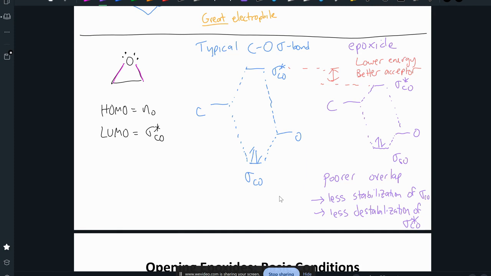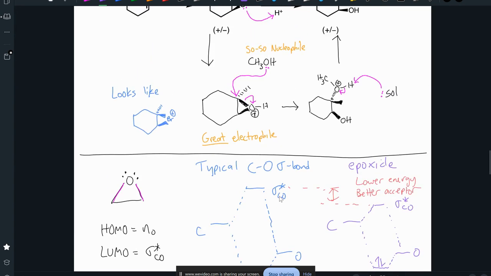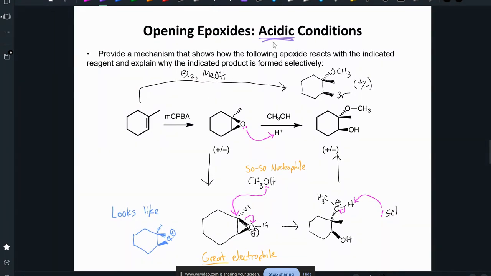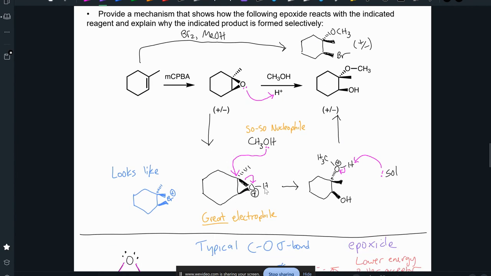Taking that as our starting point, what's one more thing I can do to make my epoxide into an even better electrophile? Well, I can react it under acidic conditions. Under acidic conditions, my first step is going to be to protonate my epoxide. When I protonate my epoxide, that activates it as an electrophile. Remember that positive formal charge brings the orbital energy down for all the orbitals involved with this oxygen atom. So now my sigma star CO is even lower energy.